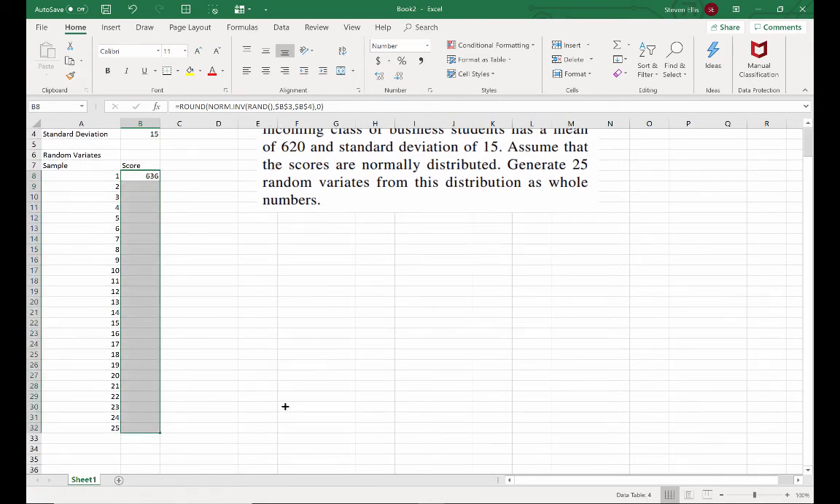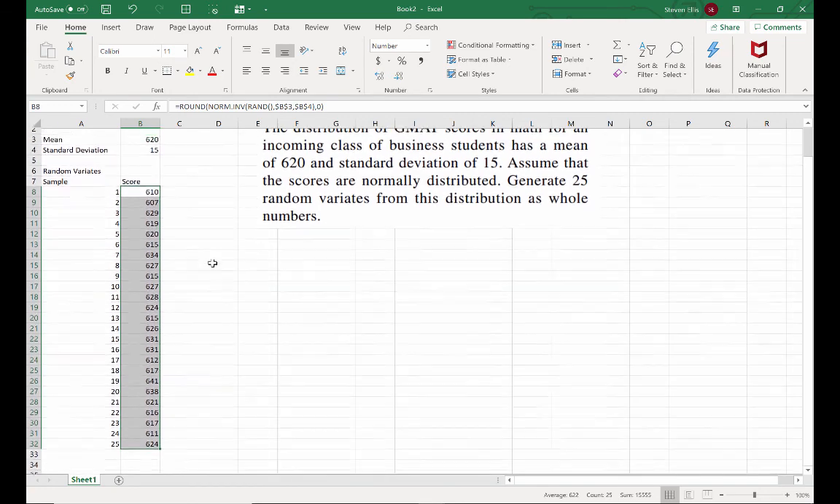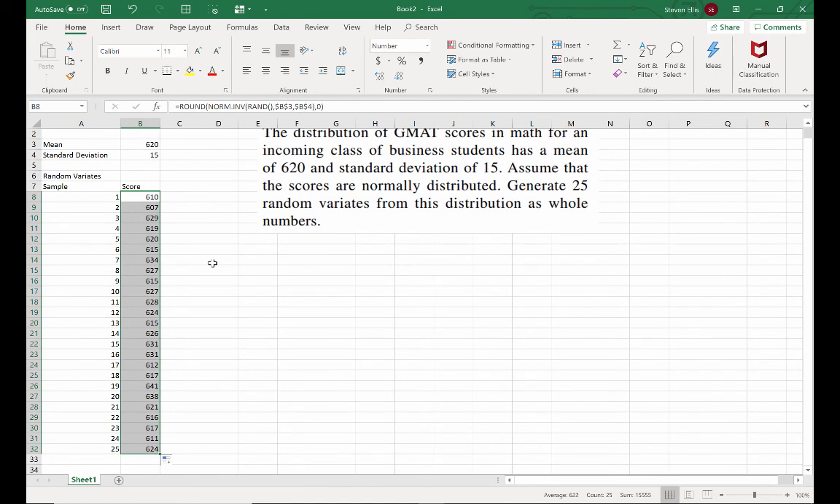If we had looked at 25 people from this data generating mechanism, this population of people, this is what we might expect to see as their scores on the GMAT. And if you looked at all of those, they should be normally distributed with a mean of 620 and a standard deviation of 15. And there we go.